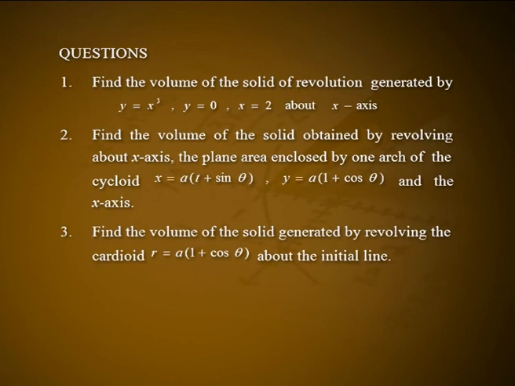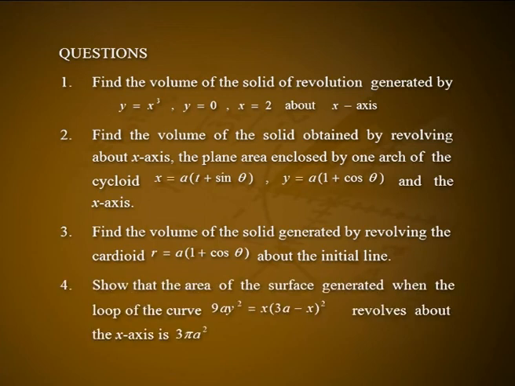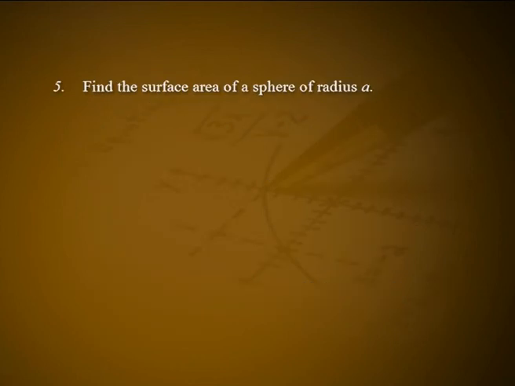Third one, find the volume of the solid generated by revolving the cardioid r = a(1 + cos θ) about the initial line. Fourth one, show that the area of the surface generated when the loop of the curve 9ay² = x(3a − x)² revolves about the x axis is 3πa². Fifth one, find the surface area of a sphere of radius a.